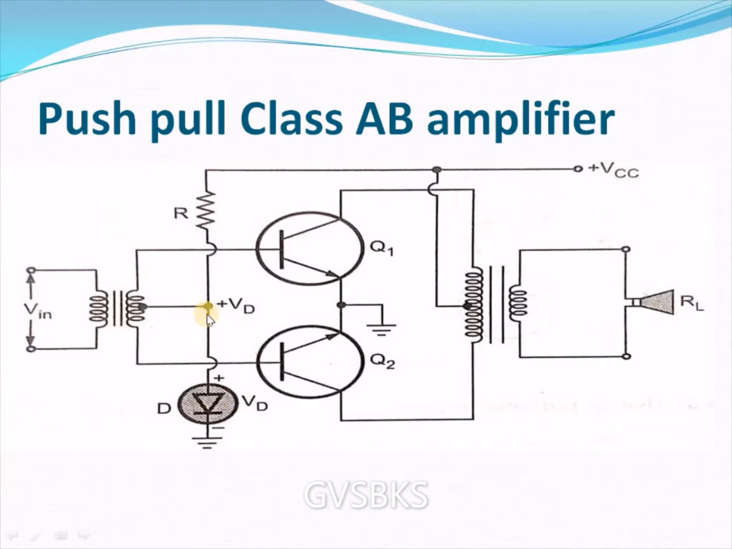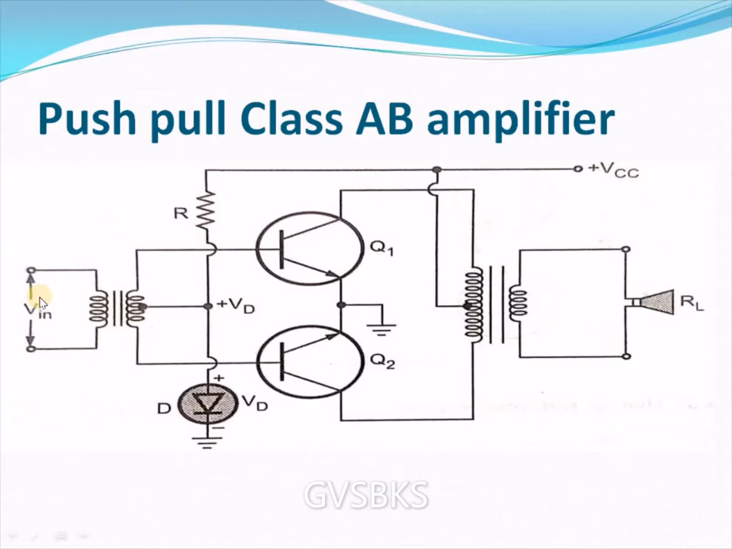So what is happening if we select like this? Okay, I will explain it. As this diode is forward biased, the voltage across this diode is 0.7 volts, which is directly connected to the middle terminal of the center tapped transformer.